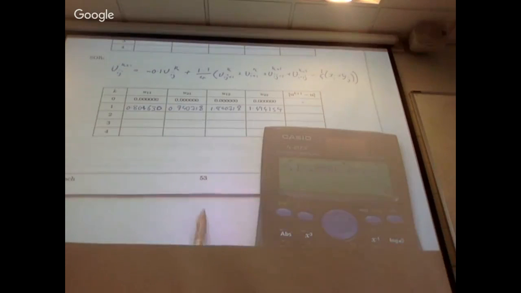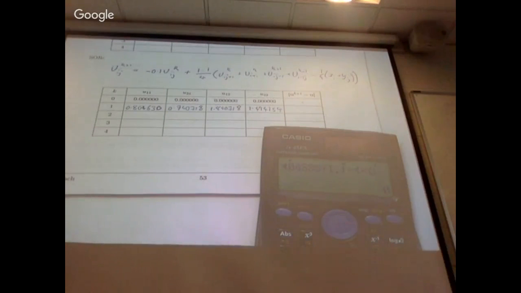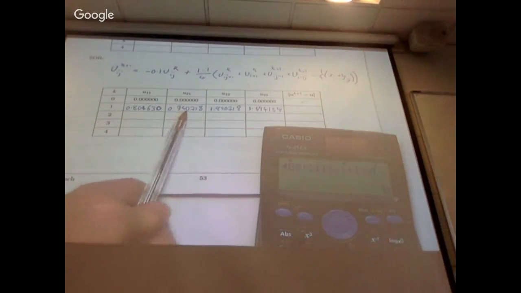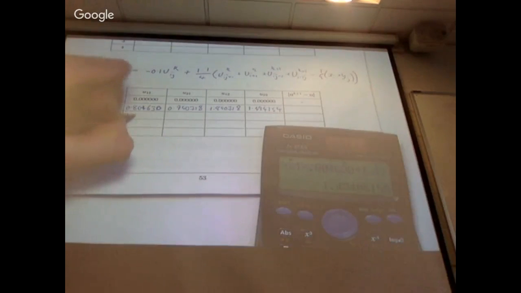Plus 1.1 over 4 times, okay, the boundary values are 1 and 2, plus the node to the west, sorry, the node to the east, which is 0.740718, that's the node to the north. Minus 1/9 times 2/3. Okay, 1.434062, exactly.